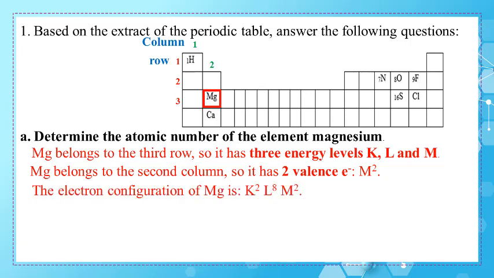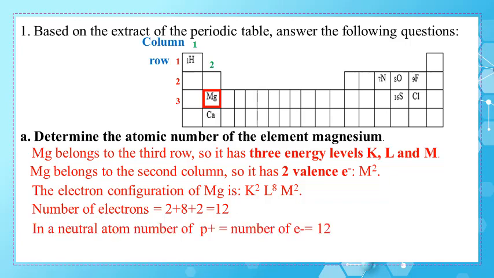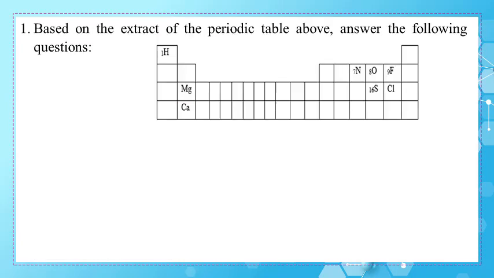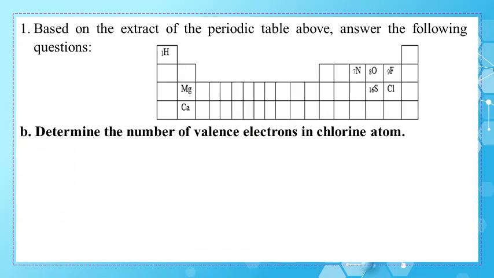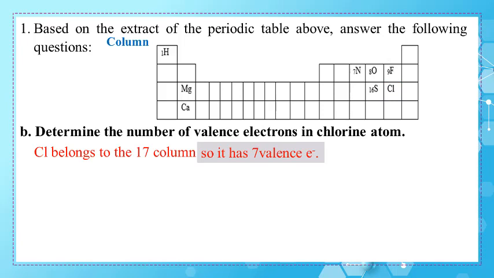So the electron configuration of magnesium is K2L8M2. The number of electrons in magnesium is 2 plus 8 plus 2 equals 12. In a neutral atom, the number of protons is equal to the number of electrons, then the atomic number of magnesium is 12. Part B. Determine the number of valence electrons in a chlorine atom. Chlorine belongs to column 17 in the periodic table, so it has 7 valence electrons.